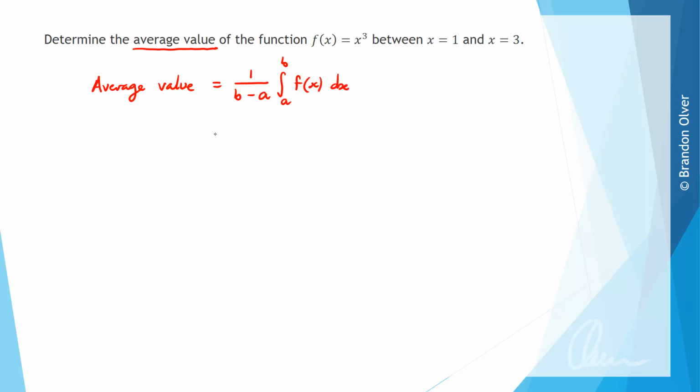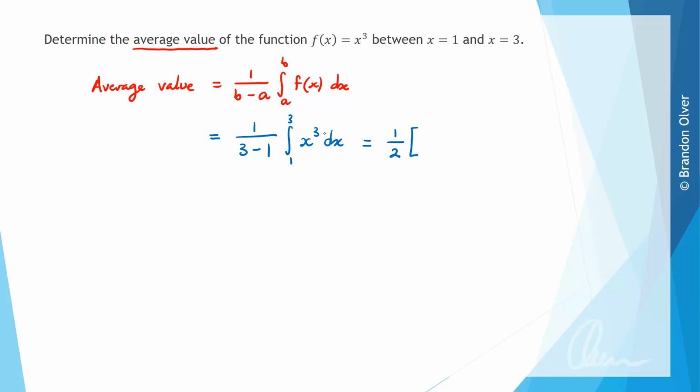So for this question, we're going to have the average value is equal to 1 on (b - a), which is 1 on (3 - 1), times the integral from 1 to 3 of the function x^3 with respect to x. And that's going to equal 1 over (3 - 1), which is 1 divided by 2.